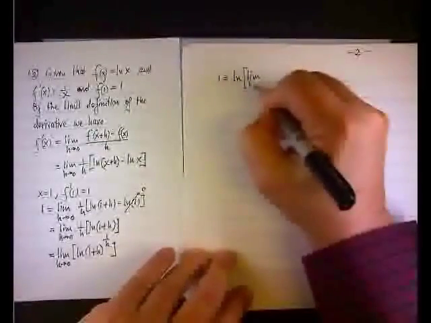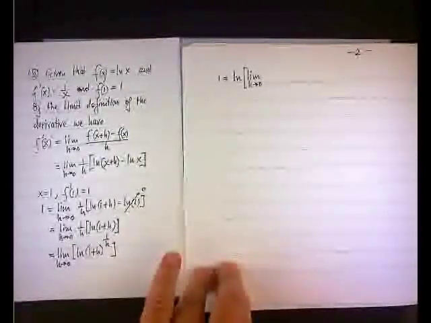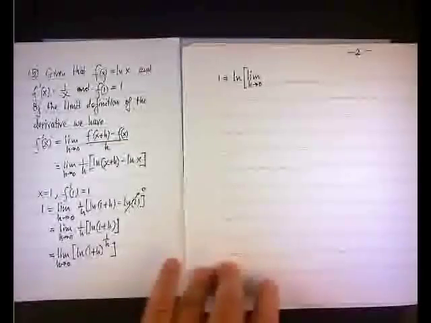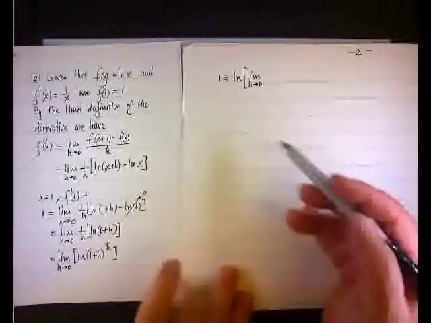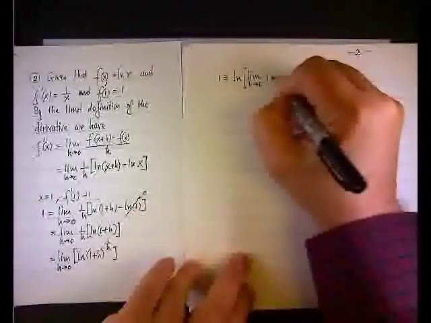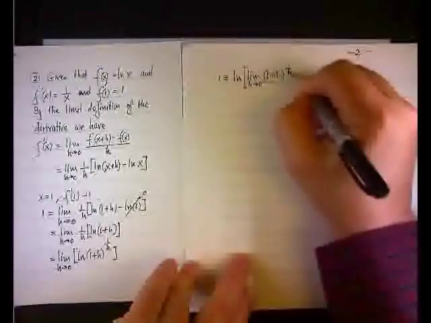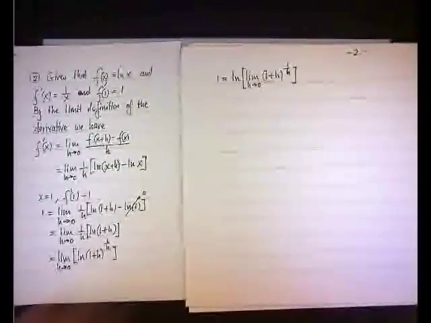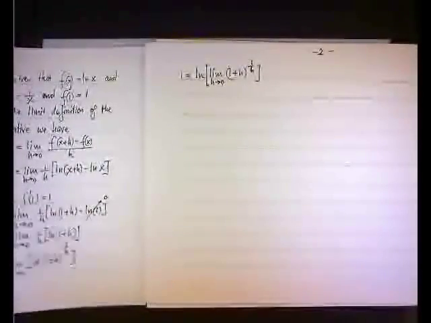Again, what I'm doing here, I'm saying the limit of a natural log of an argument is the natural log of the limit of that argument. Okay? The inside function is 1 plus h to the 1 over h. So we have the limit of 1 plus h to the power of 1 over h, like so. Now, we need to think about what it is that we are saying here. We have 1 equal the natural log of something else.